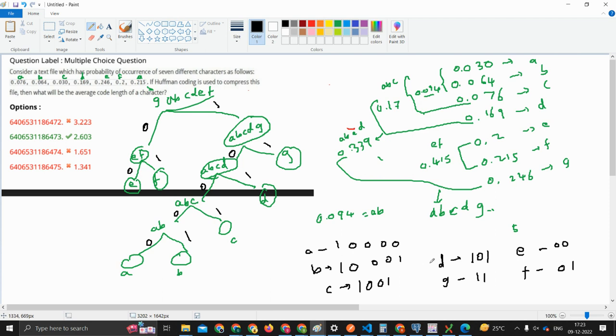So simple. Now, just as a check: whatever had the highest frequency, 0.246, which is E, you can see in this case that E has been assigned the lowest.